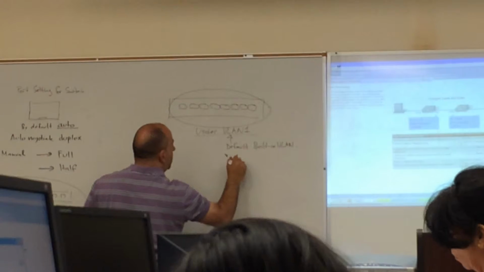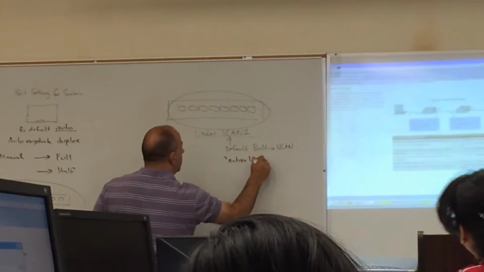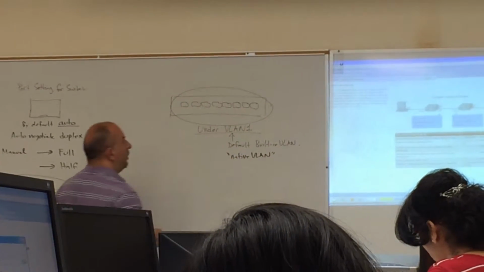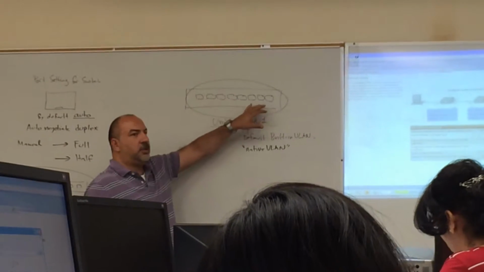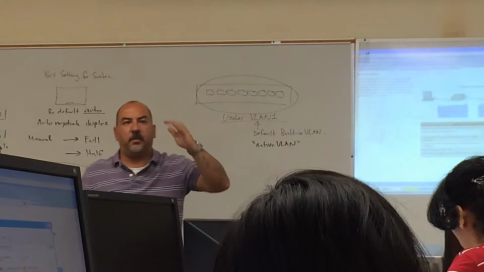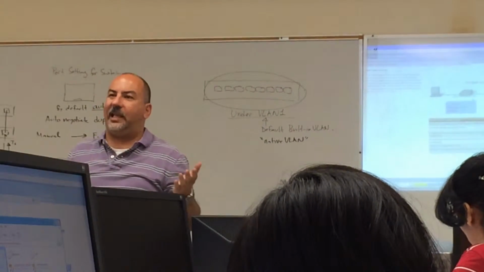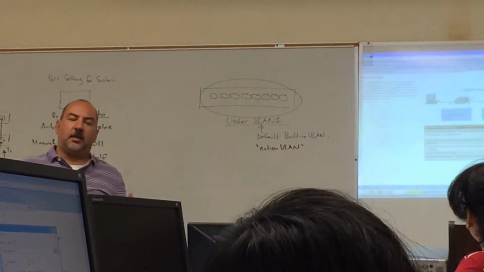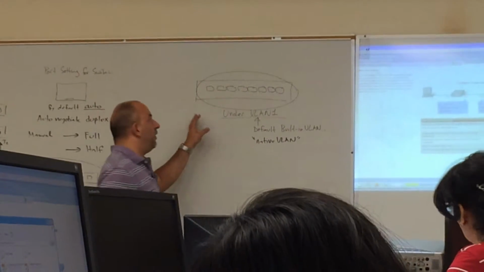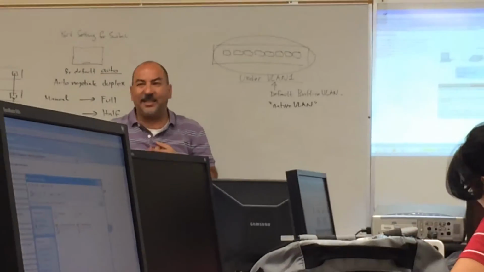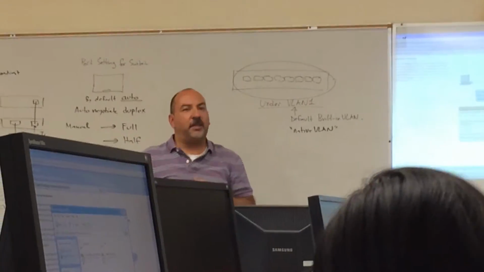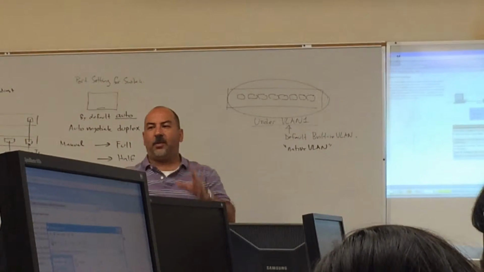Always, sometimes we call it native VLAN. Okay. So all the ports on the switch, when you turn the switch on the first time, when it is clean and nothing is on the switch, then all the ports on the switch are under this VLAN, which is called VLAN 1. This is a built-in VLAN. You cannot delete it. You cannot get rid of it. It's going to be there all the time.